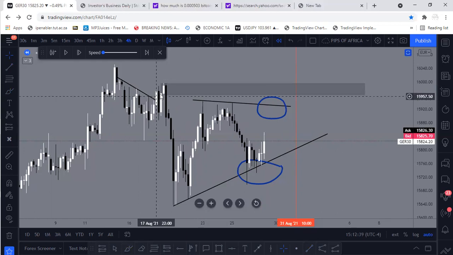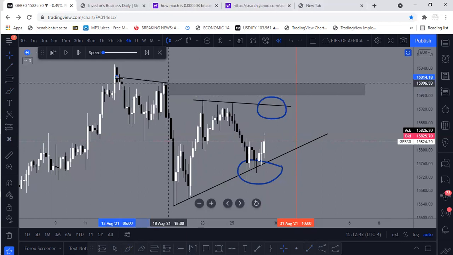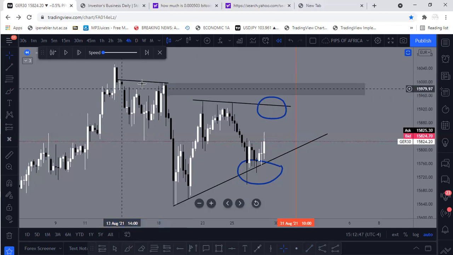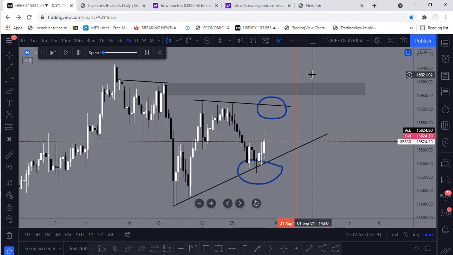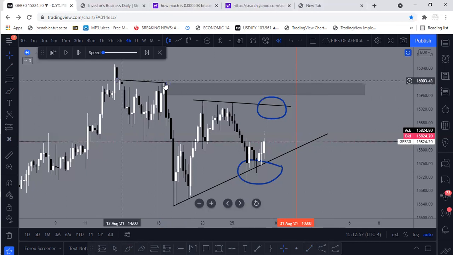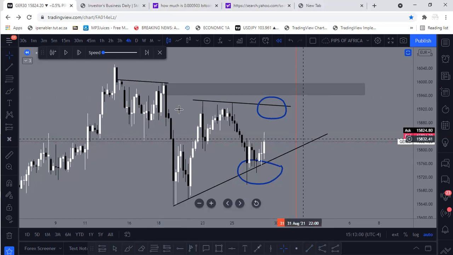So here we have something like relative equal highs. That is why you must expect the market pushing up here a little bit, grabbing this liquidity and also this one here. So let's wait and see what is going to happen.